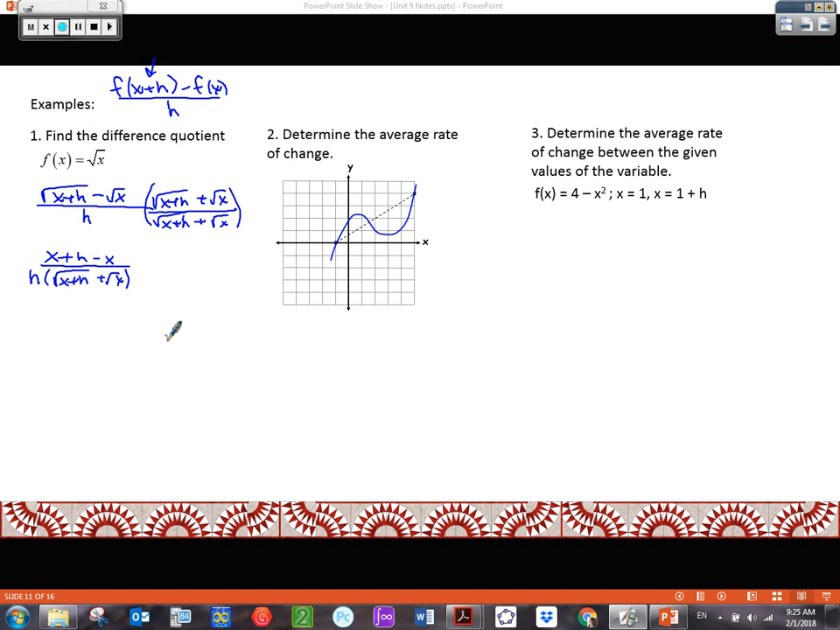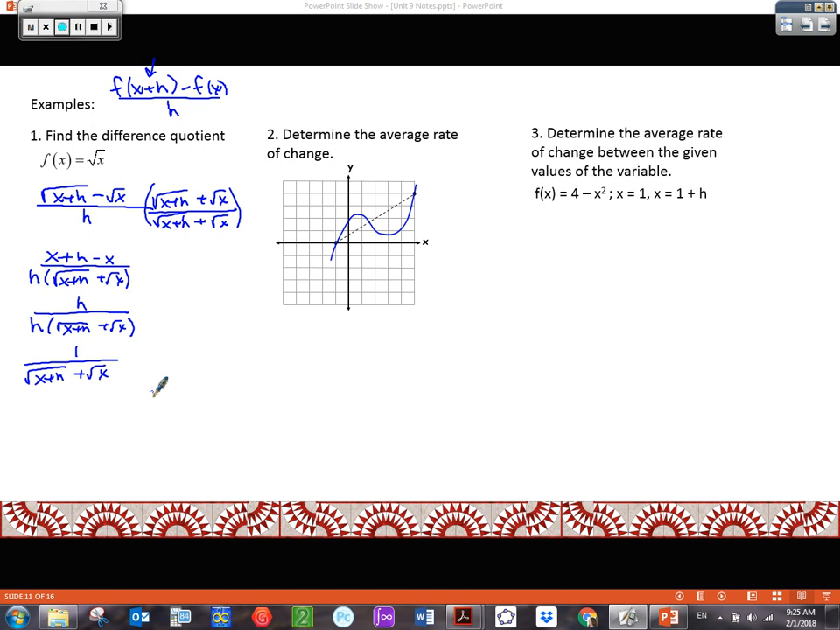I just multiply all that out and that's what I get. So now my job is to simplify that. See, we have the x minus x. See how those x's are going to go away? I'm going to be left with h over h times the square root of x plus h plus root x. Okay, you see what we can do now? We can cancel those h's out. Those h's are going to go away right here. I'm going to be left with 1 over the square root of x plus h plus the square root of x. That is my difference quotient.